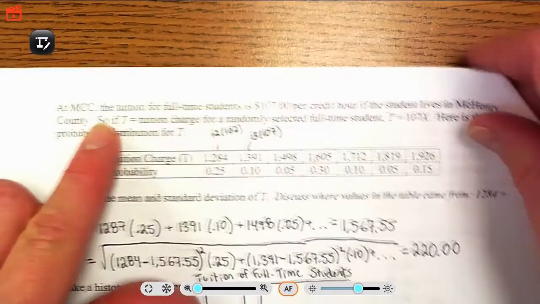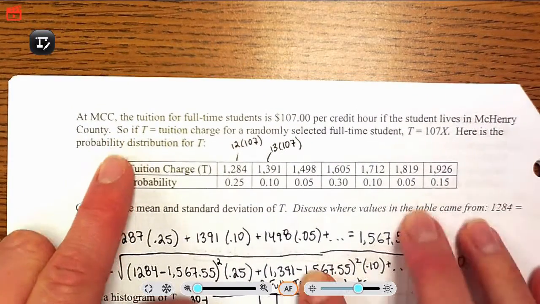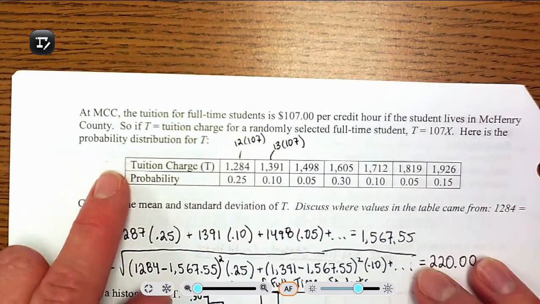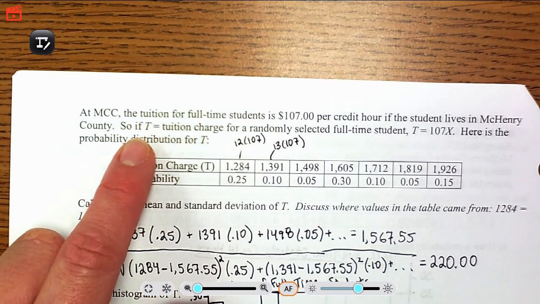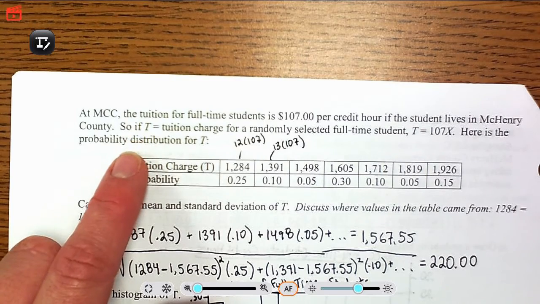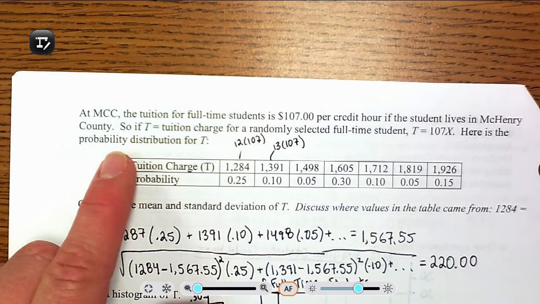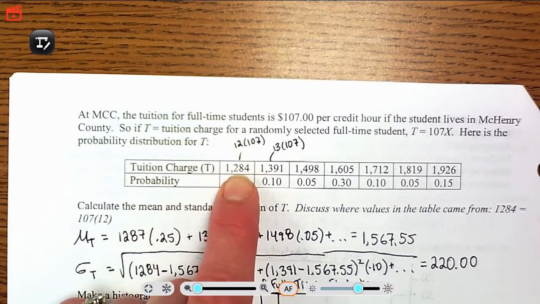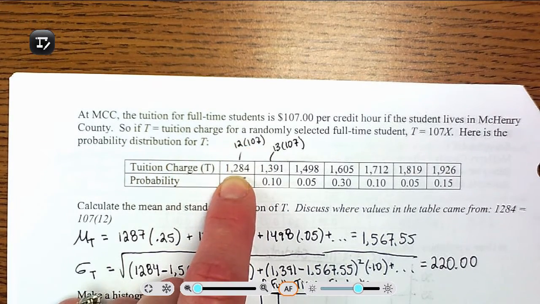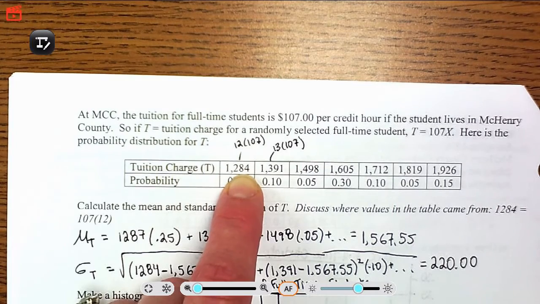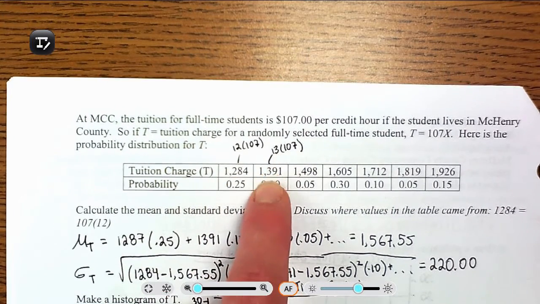At MCC, the tuition for full-time students is $107 per credit hour if the student lives in McHenry County. So if T equals the tuition charge for a randomly selected full-time student, then T equals 107X. Here's the probability distribution for T. What we're doing is taking 12 credit hours times $107, and we get that this person will be charged $1,284. It'll cost a 13 credit hour person $1,391.